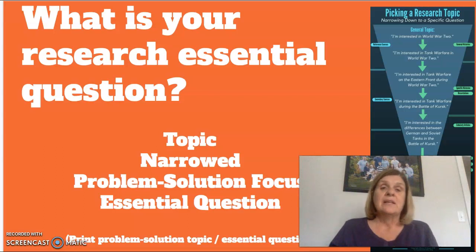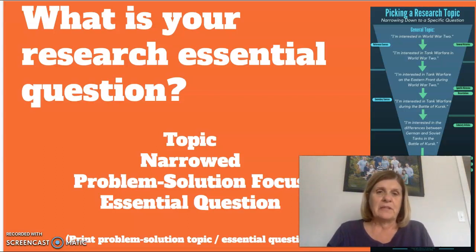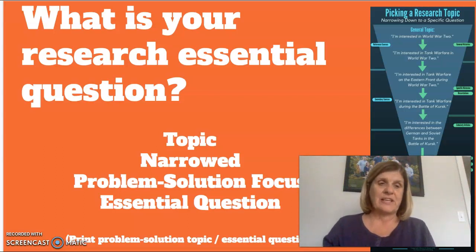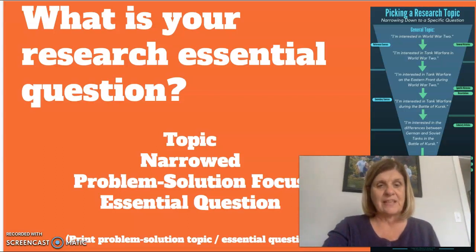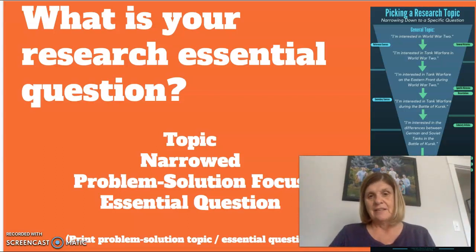So in the memo, in the first paragraph, you're going to talk about what your general topic is and how you narrowed it down. And then in the second paragraph of the memo, you're going to talk about how you see your topic working for problem solution, and what your essential question is. Remember, we talked about essential questions in our last lesson.